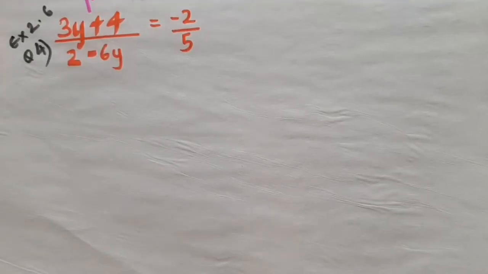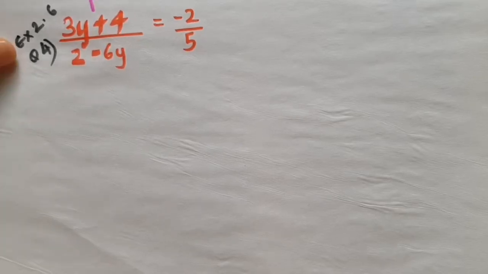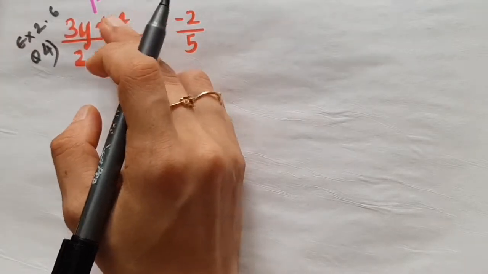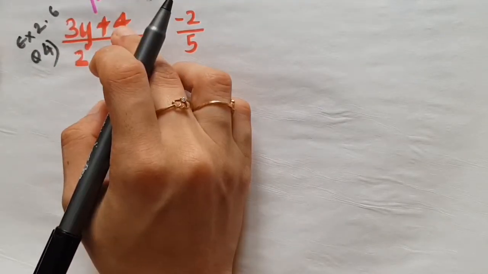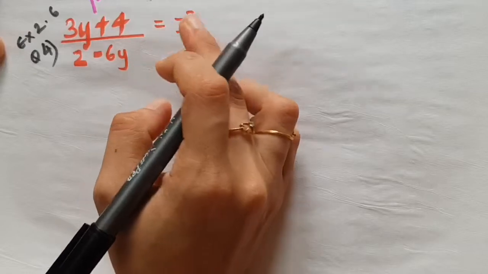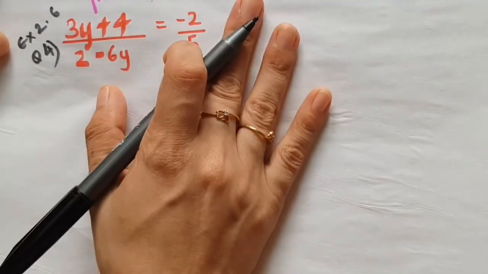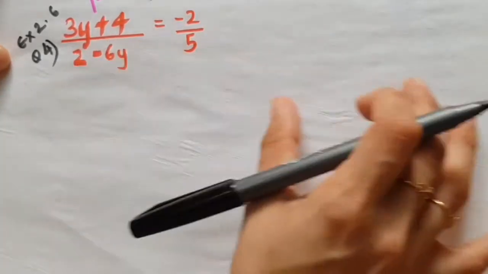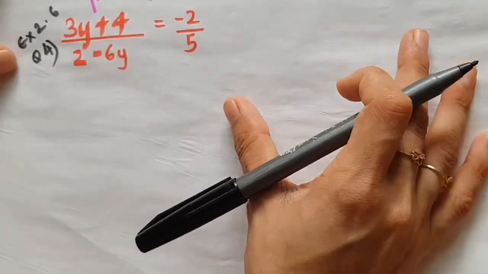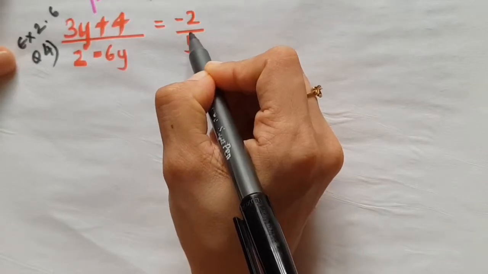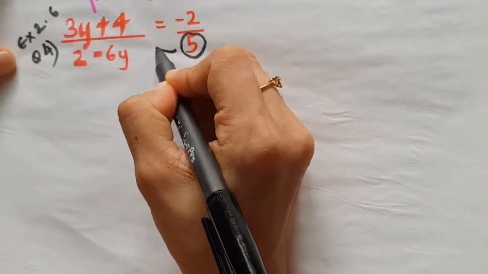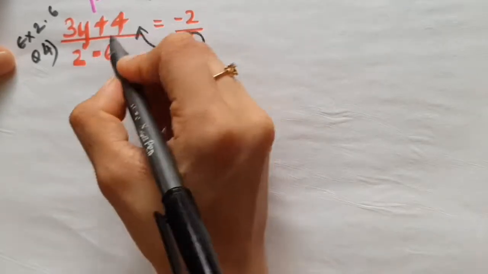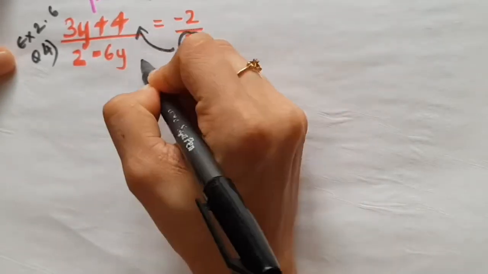Moving on to another type. This is question number 4 from exercise 2.6. Okay, we have been given (3y plus 4) by (2 minus 6y) is equal to minus 2 by 5, all in fractions. So how to simplify it? We have to bring it in a simple form, that is a one line form. So how do we do it? We can take this divided by 5 to this side, and we can take this divided by (2 minus 6y) to the other side.